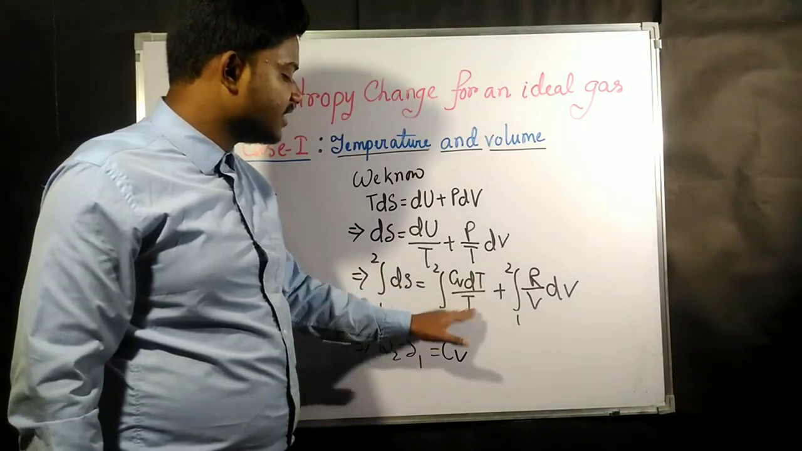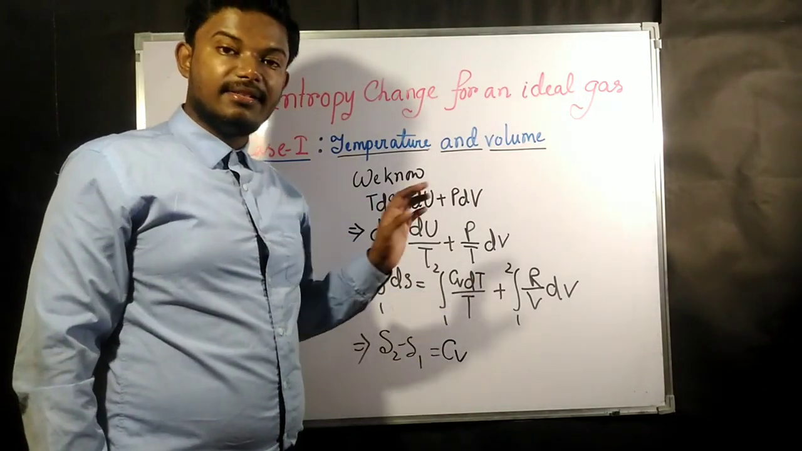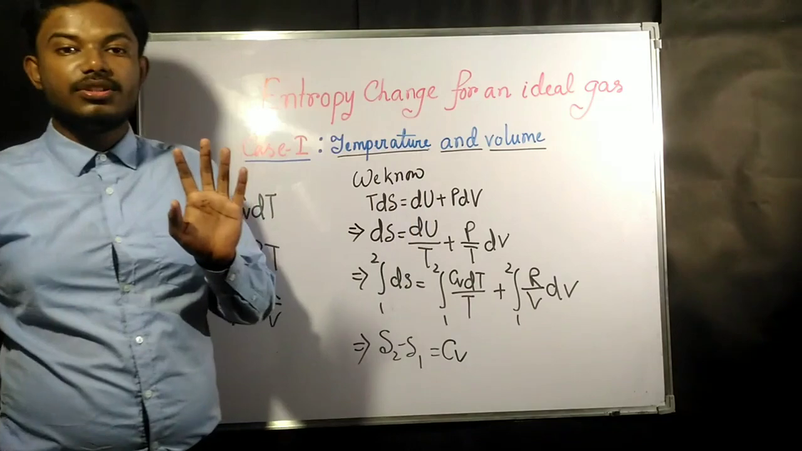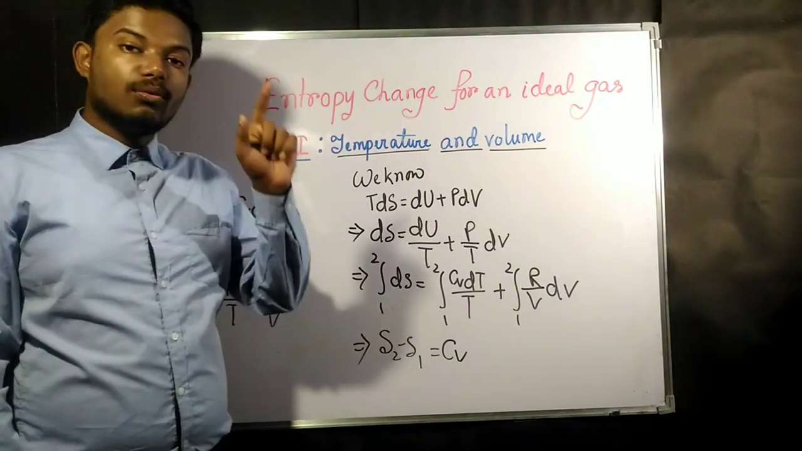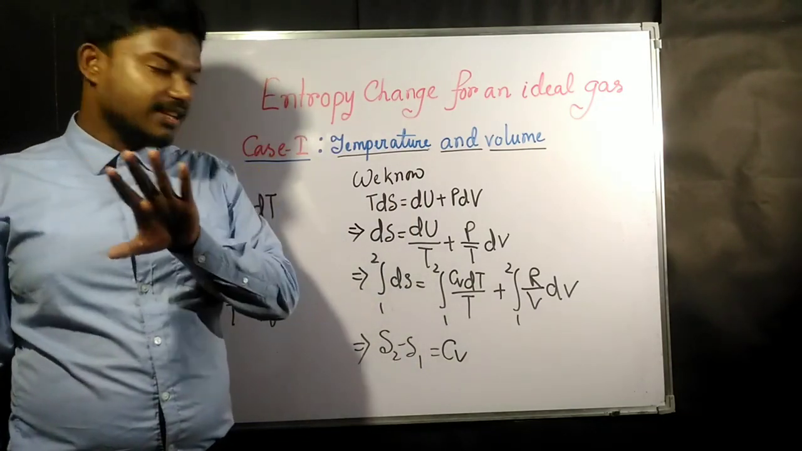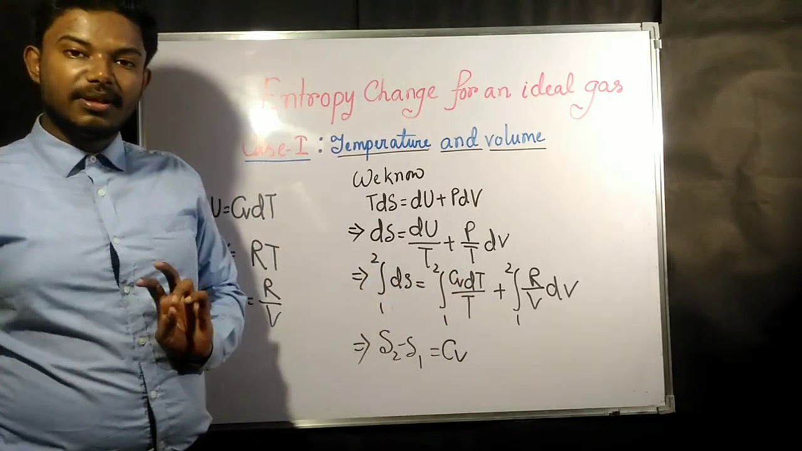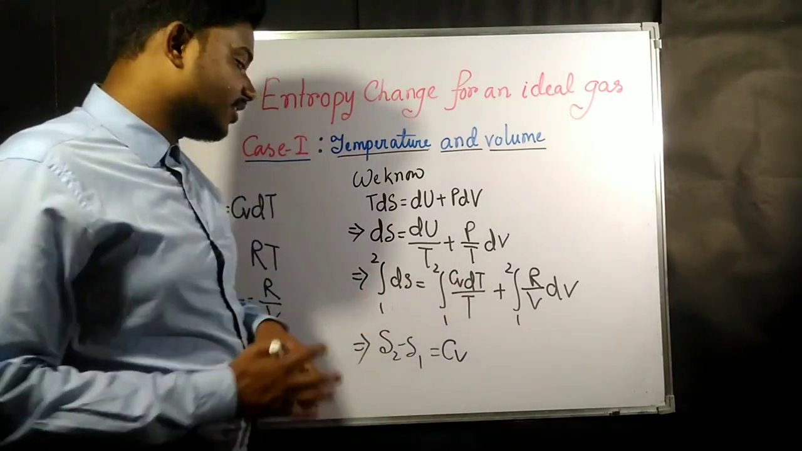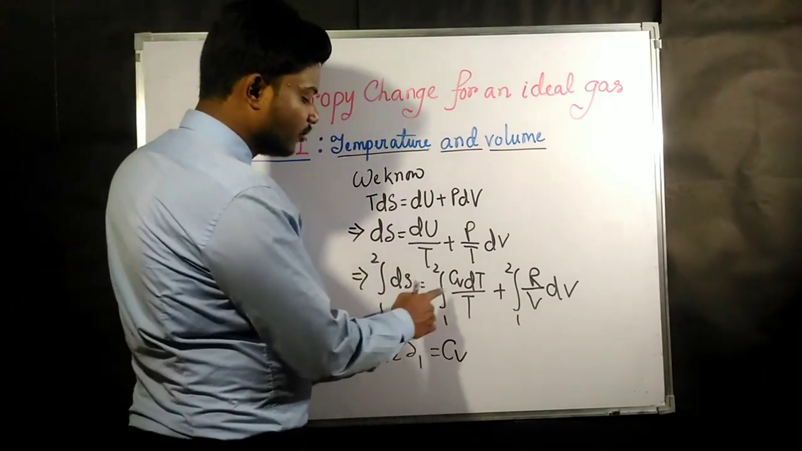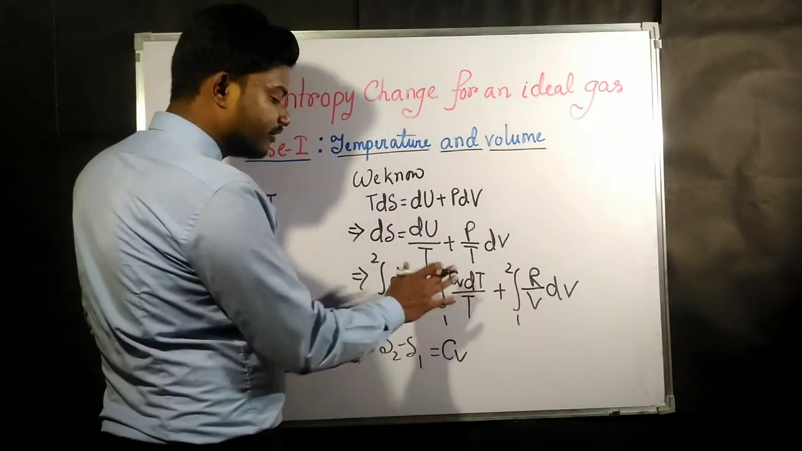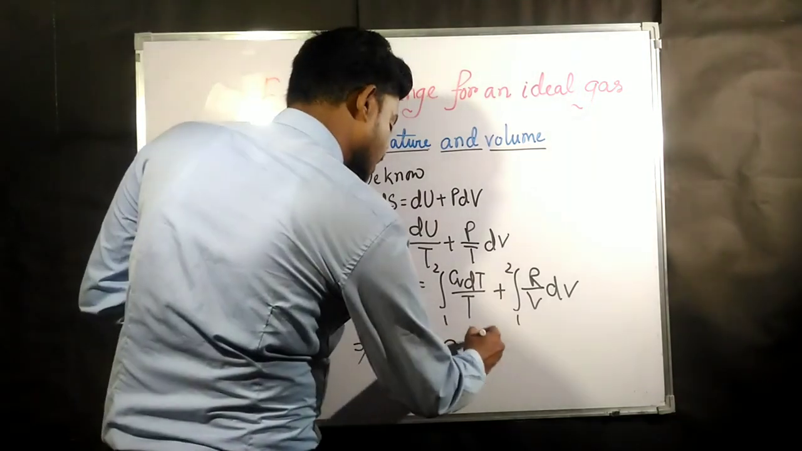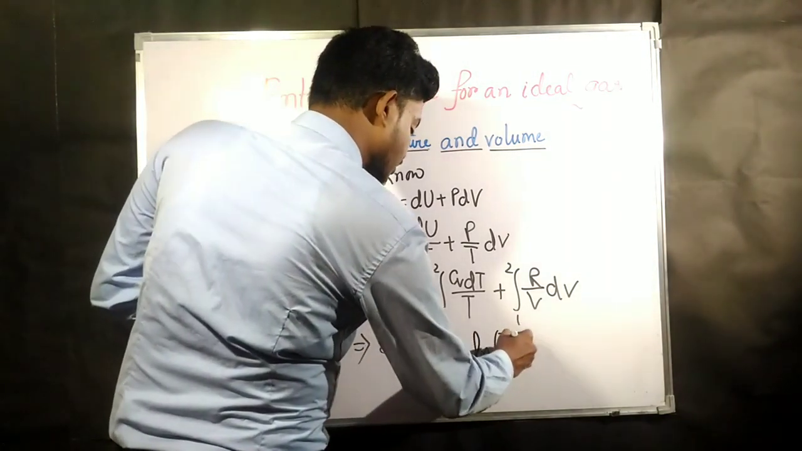Now the remaining thing is dT by T. It is similar to the integration formula which you have learned, integration of 1 by x dx. This is the same, integration of 1 by T dT. If you remember, the formula had a natural log in it. So if you put the formula of integration of dT by T, you are going to get ln of T2 by T1.